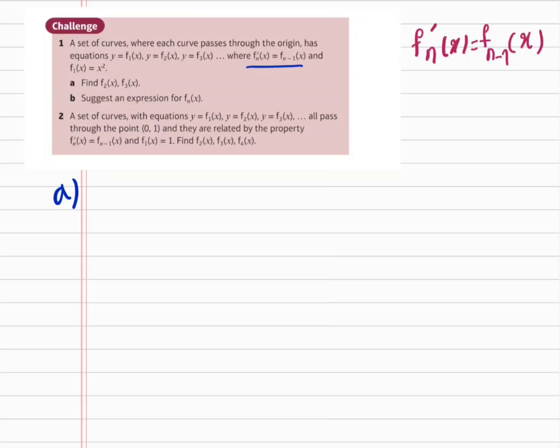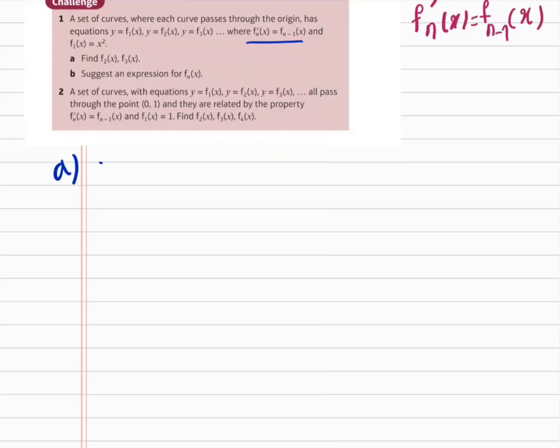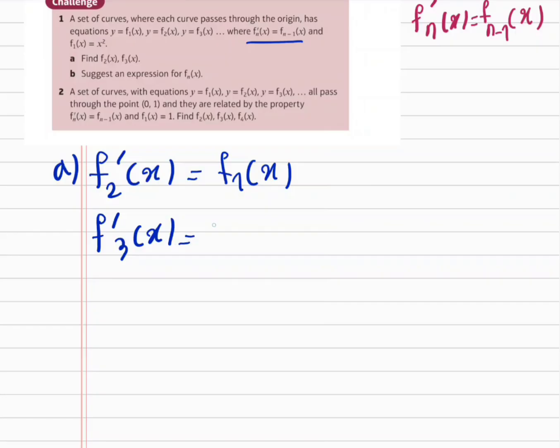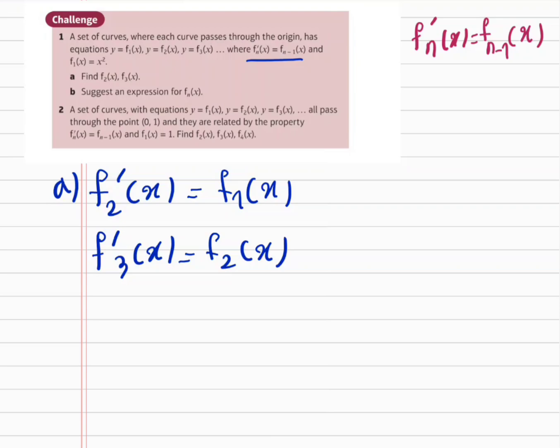So essentially, it's just saying that we have some equations. y is equal to f1(x), then y is f2(x), and so on, where the derivative of the next term is equal to the function of the previous term. So this simply means the derivative of the second function is equal to the first function, or the derivative of the third function is equal to the second function, and so on. So that's basically the relationship here.